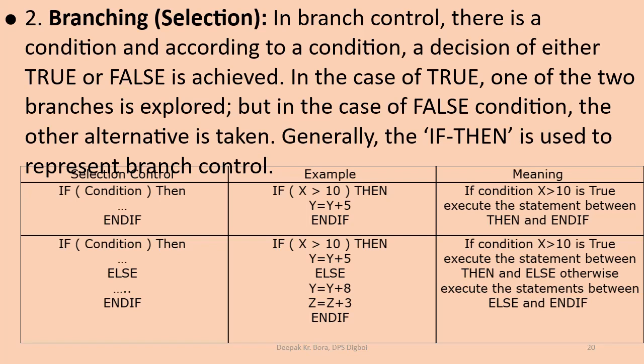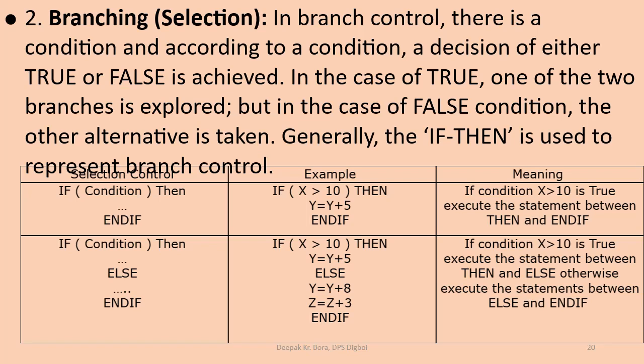Let us see the following table of the selection control. The first one is a simple one: if, condition, then, end if. It means if the condition is true, execute the statement between then and end if. If it is not true, come out of the statement and go to the next instruction.